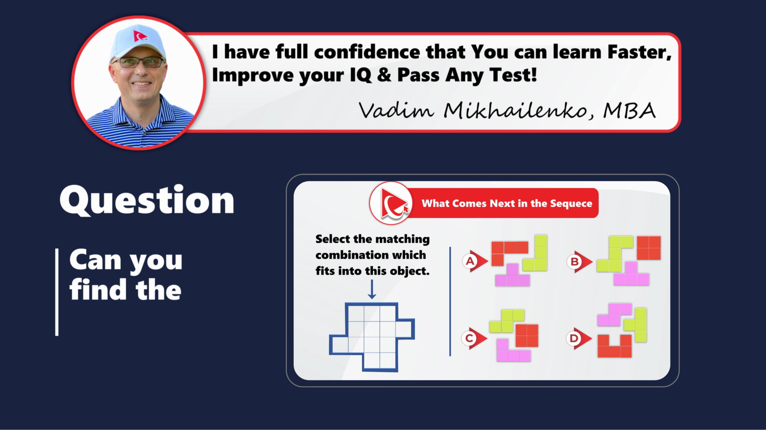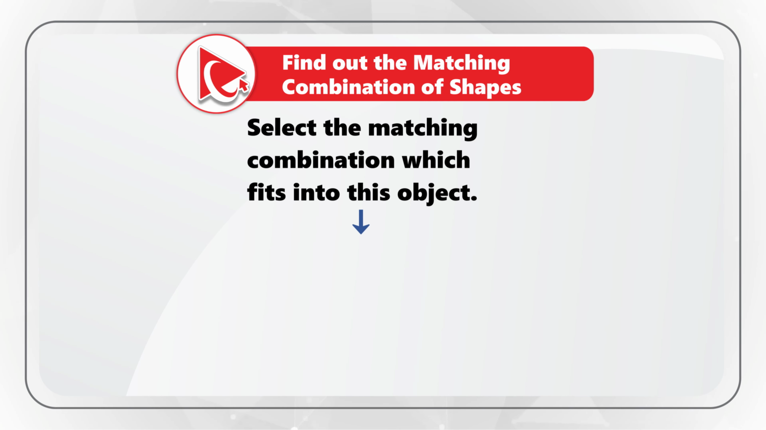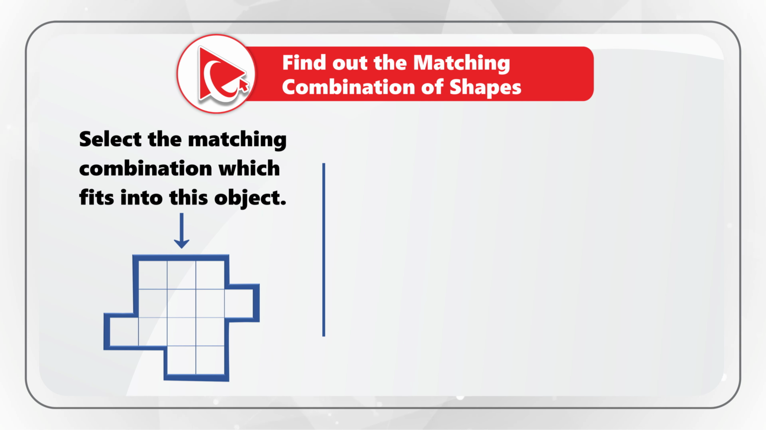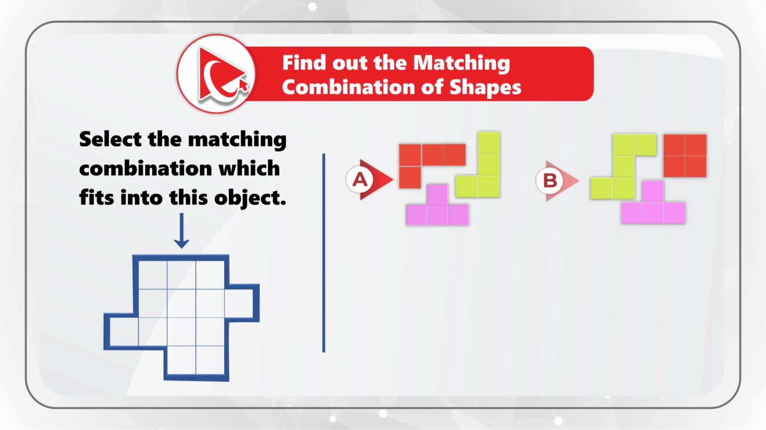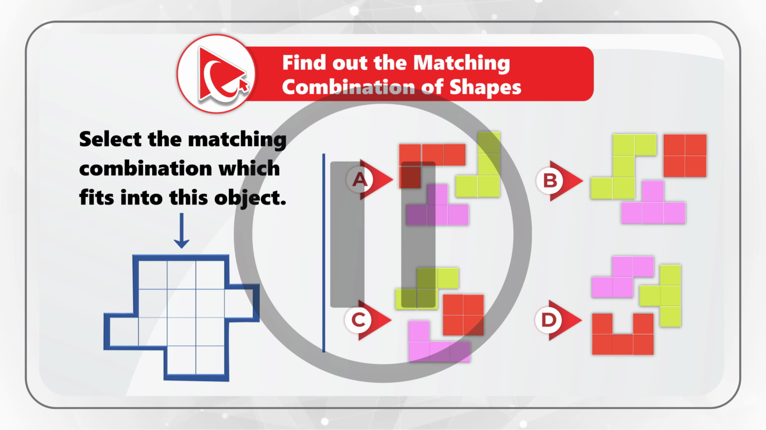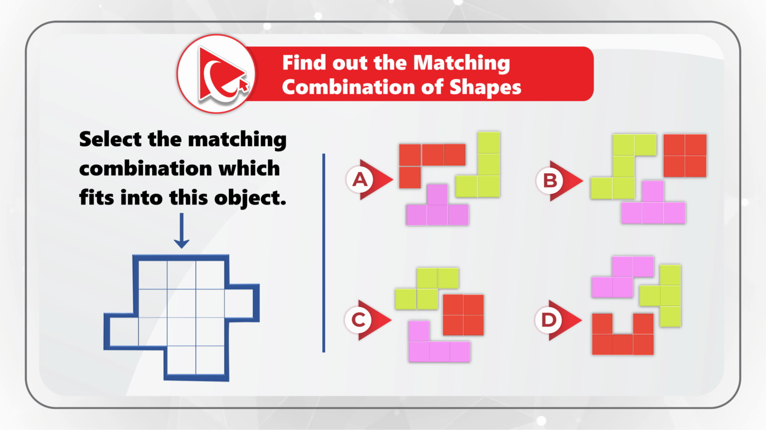Here's a phenomenal question to test your spatial reasoning skills. You need to select the matching combination which fits into this object, and you need to do the selection out of 4 possible choices. Choices A, B, C, and D. Take a close look, maybe pause this video to see if you can find the perfect combo.